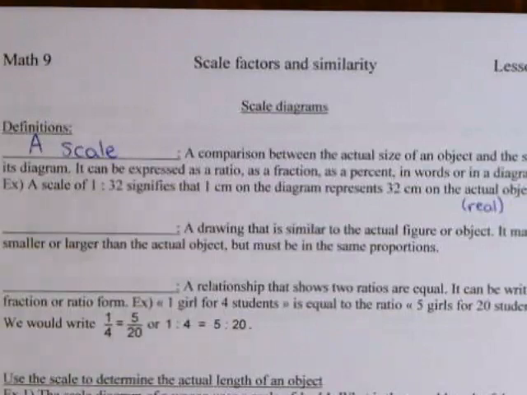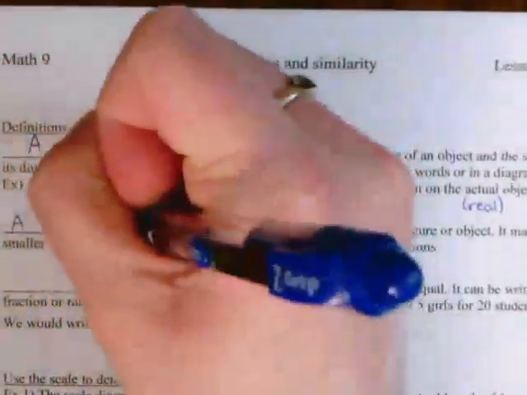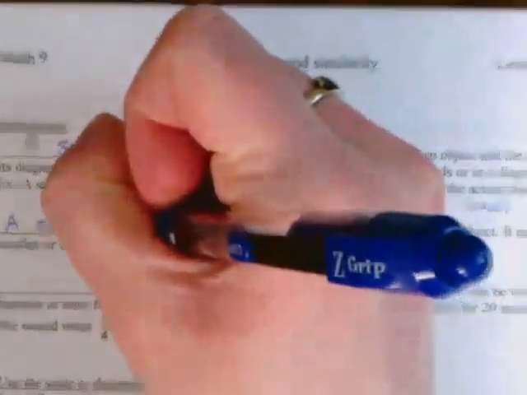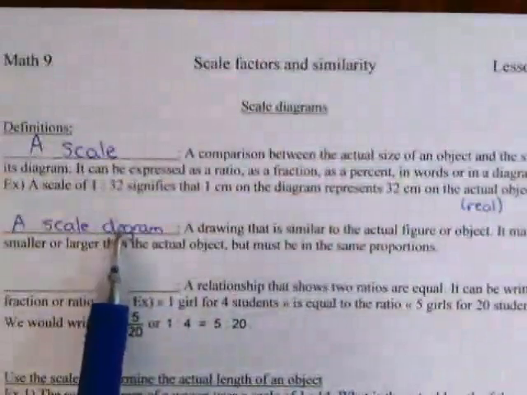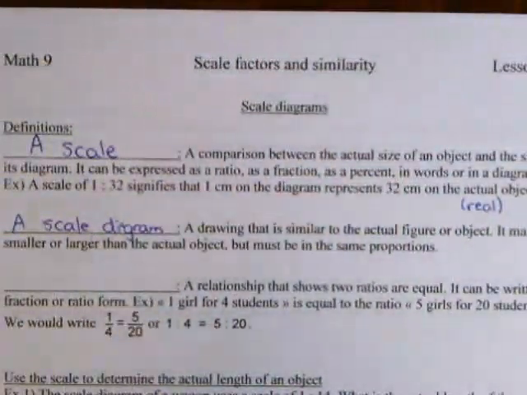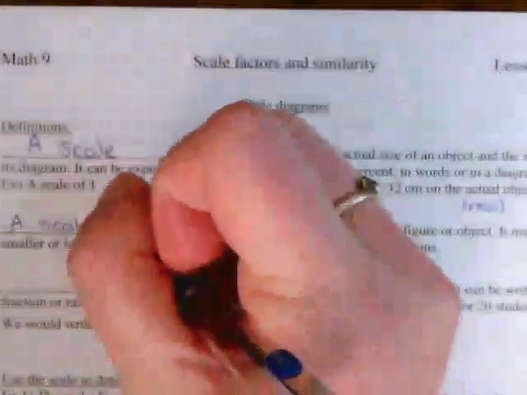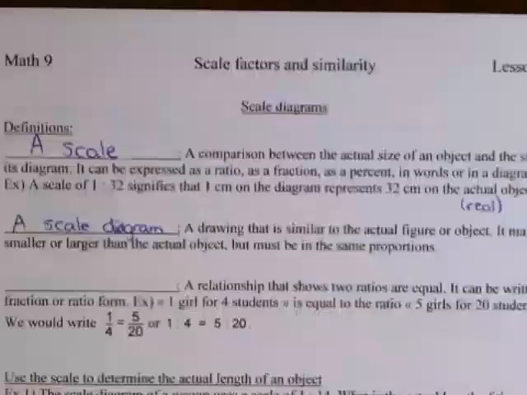Okay. The next definition is going to be called a scale diagram. Sorry, that's D-I-A there. You can't really see it very well, but there's an A in between there. There we go. A scale diagram. And it's a drawing that is similar to the actual figure or object, not identical, similar. Very important you know the difference of that word. It may be smaller or larger than the actual object, but it has the same proportion.